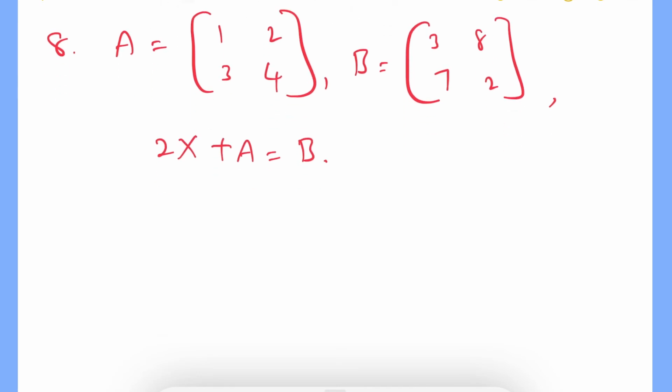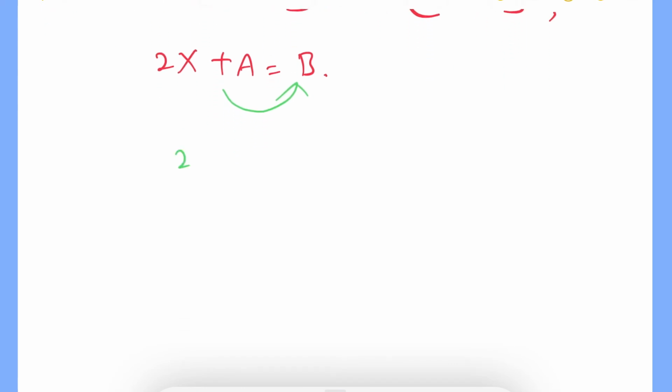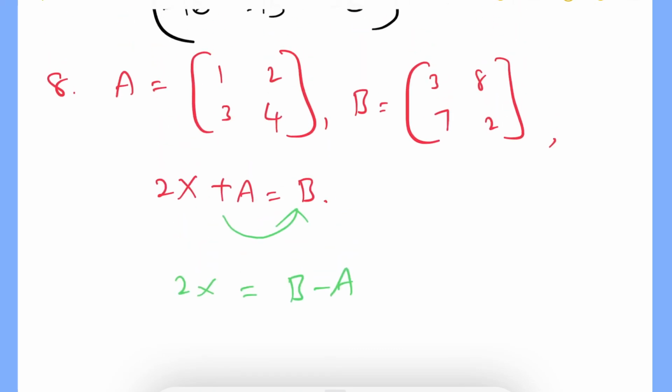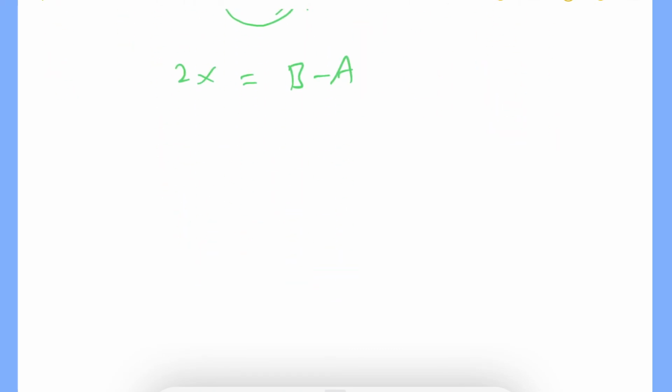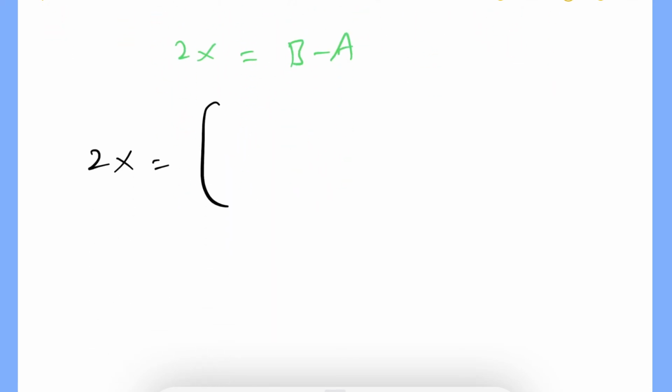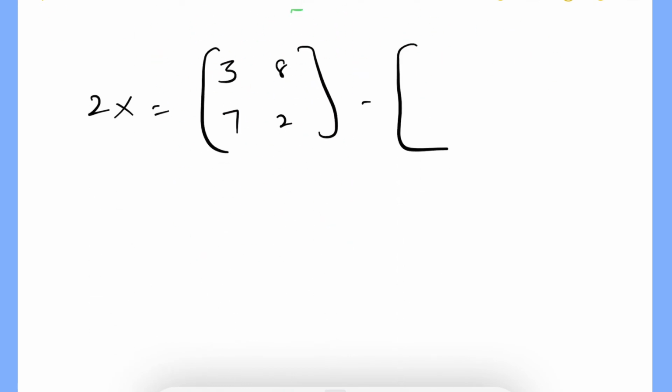So now what we will do, here plus A is there, I will take that to the other side, then we will get minus A. So 2X is equal to B minus A. So first let us find out this value, that is B minus A. Matrix B is 3, 8, 7, 2 minus matrix A, which is 1, 2, 3, 4.